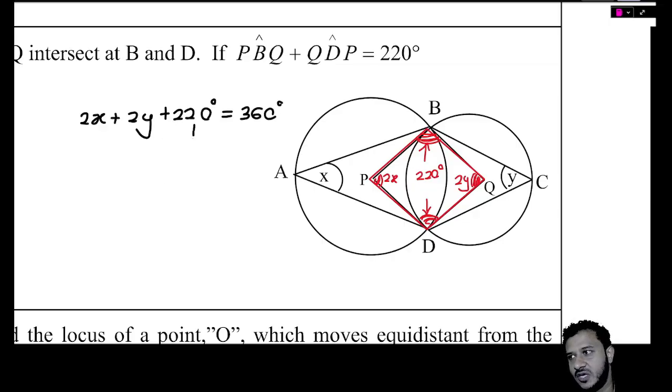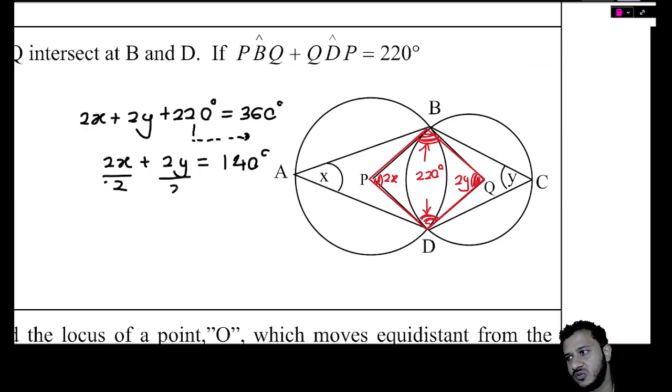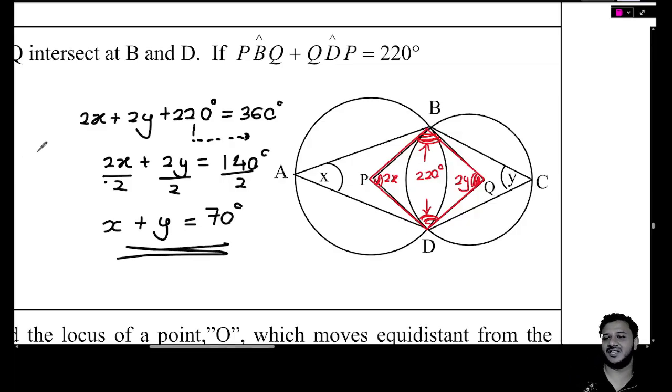This positive 220 will come to the other side as a negative 220. 2x angle plus 2y angle is equal to how much? 140 degrees. Now let's divide everybody by 2. X angle plus y angle equals 70 degrees. Finish.